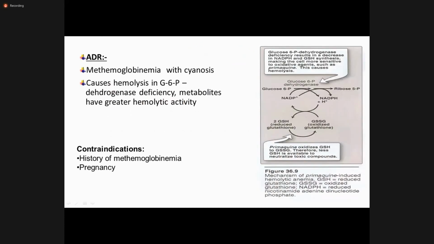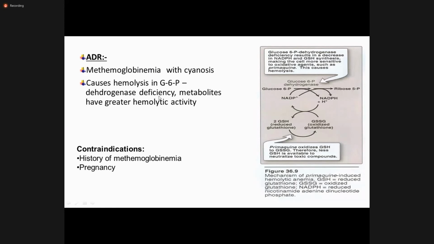Adverse drug reaction of this drug is that it causes methemoglobinemia. Okay, the important thing is that you have to take care when this drug is given in a patient who has glucose-6-phosphate dehydrogenase deficiency. I am not remembering the whole name of this enzyme, but this enzyme is present in the red blood cells of some people, especially in African people. In these people, if this drug is given, it may cause methemoglobinemia. So we have to take care.